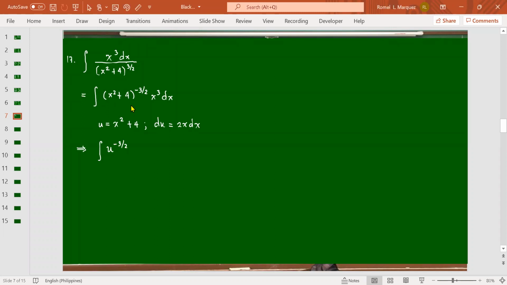Not me, you. Raised to negative 3 halves. But what is x cubed? If you solve for x here, so to be x cubed, ano ang multiplier natin? Multiply this by what? Solve natin.